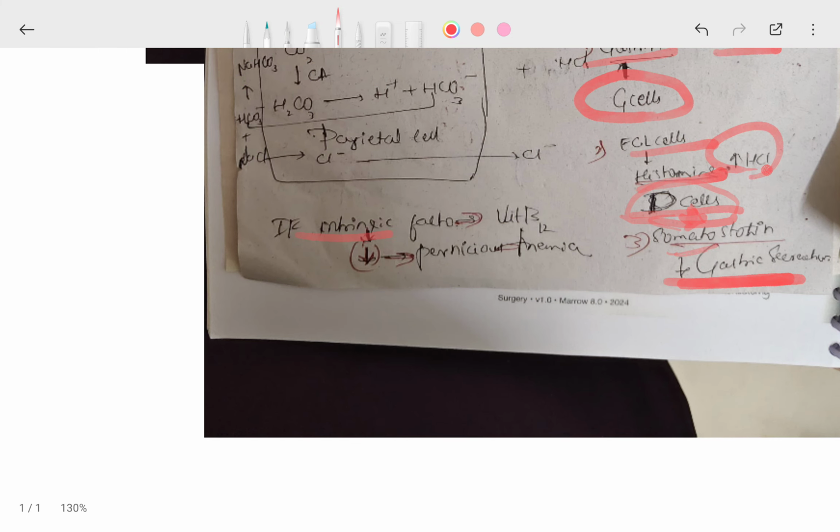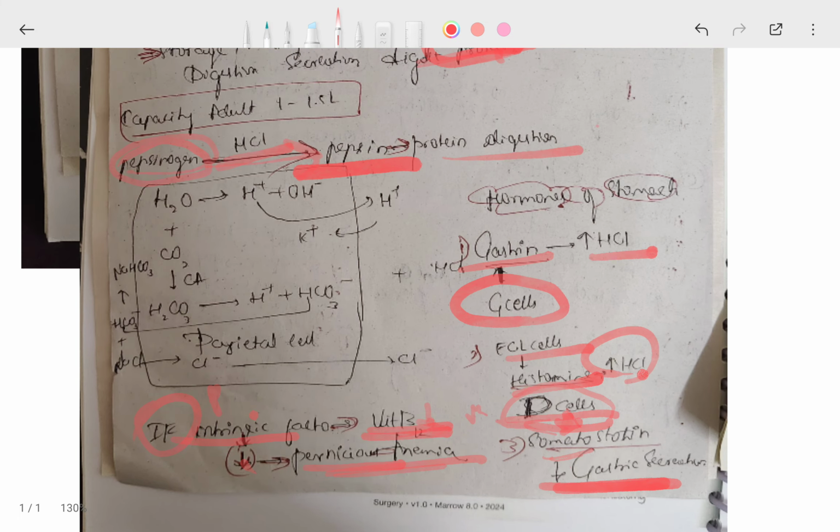You have intrinsic factor, which is secreted by the parietal cells, which helps in absorption of vitamin B12 in the ileum. If there is a decrease in intrinsic factor, it leads to vitamin B12 deficiency and causes anemia, this is known as pernicious anemia.